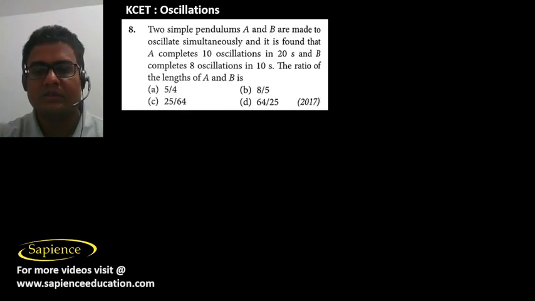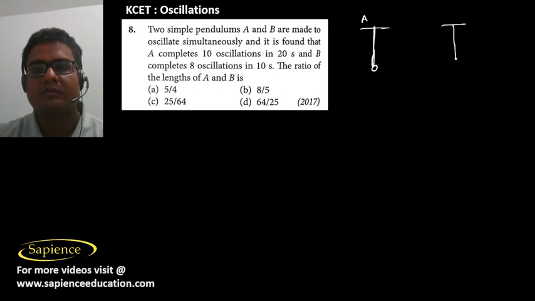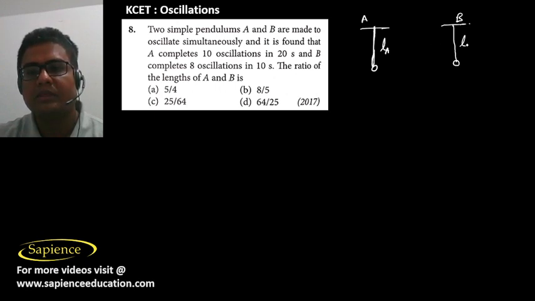Then in question number 8, it has been told that two simple pendulums A and B are made to oscillate simultaneously, and it is found that A completes 10 oscillations in 20 seconds and B completes 8 oscillations in 10 seconds. Then the ratio of the lengths of A and B is asked. So there is one pendulum, this is pendulum A and this is pendulum B. Suppose the length of the string in pendulum A is LA, and the length of the string in pendulum B is LB.